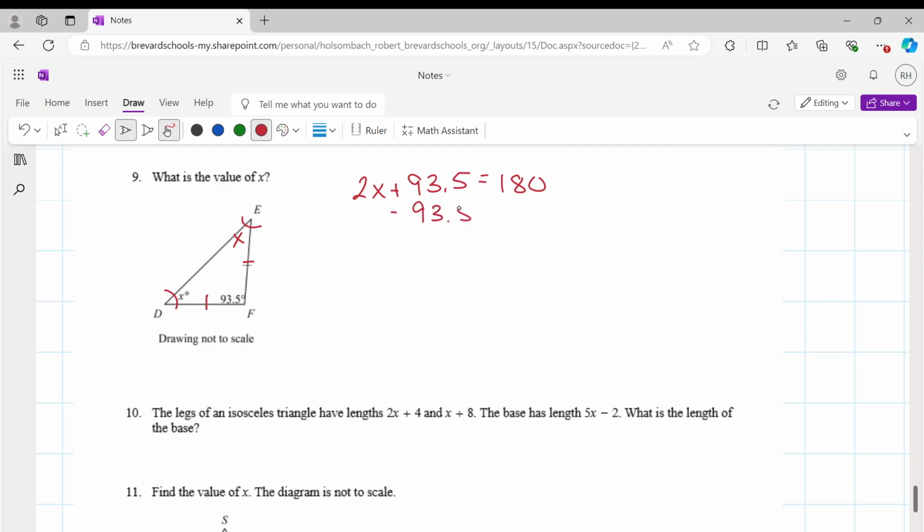Subtract 93.5 from each side. Our 2x is equal to 86.5. And then divide both sides by 2. 43.25.